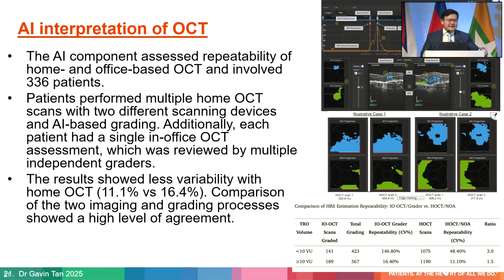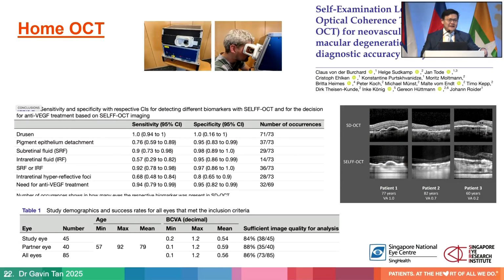They also evaluated their AI system for interpreting these OCTs because you can't do this manually. And they did find that, surprisingly, the home OCT had less variation because they're probably being done at a more frequent interval. Comparison of the 2 images and the grading processes showed a very high level of agreement. And they are not the only company on the market. This is data from a company that has been acquired by Heidelberg that looked at another home-based OCT, and they showed a good level of sensitivity and specificity for various clinical features and disease activation features. And we know other companies such as Zeiss have them in development as well.